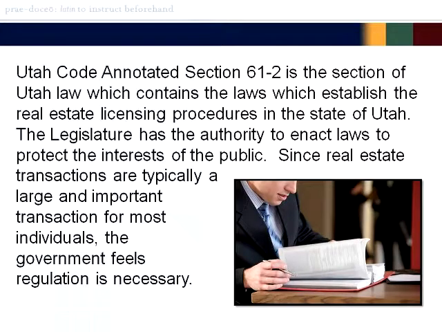Utah Code Annotated, Section 61-2, is the section of Utah law which contains the laws which establish the real estate licensing procedure in the state of Utah. The legislature has the authority to enact laws to protect the interest of the public. Since real estate transactions are typically a large and important transaction for most individuals, the government feels regulation is necessary.